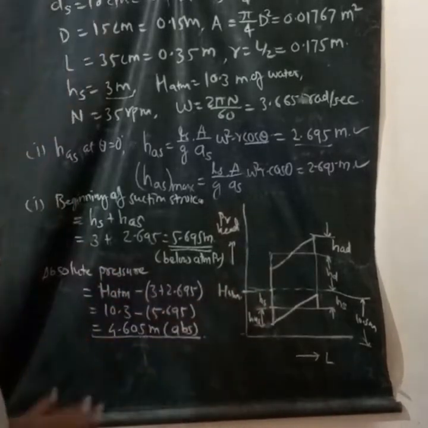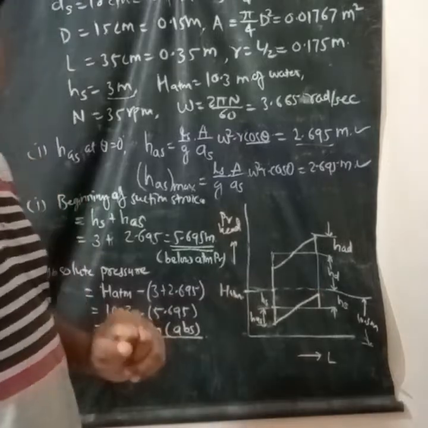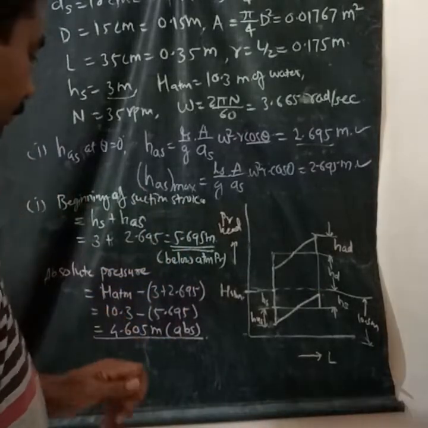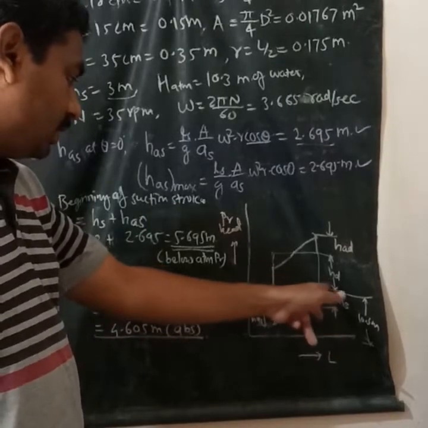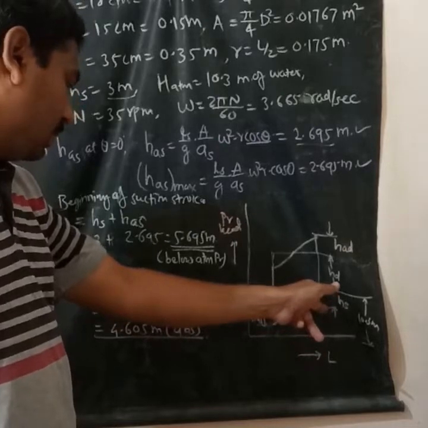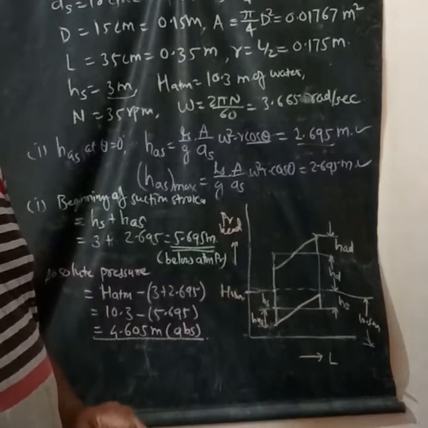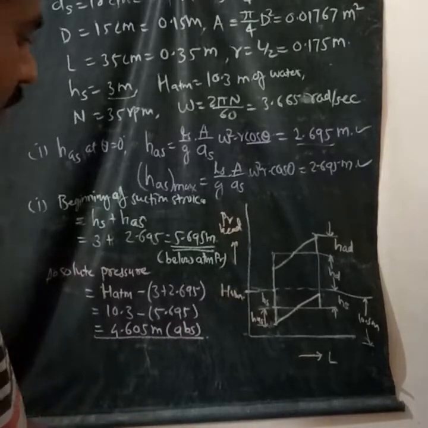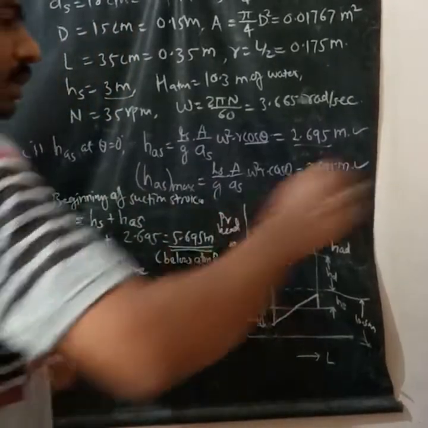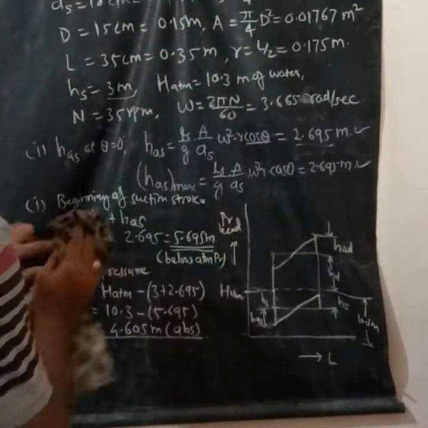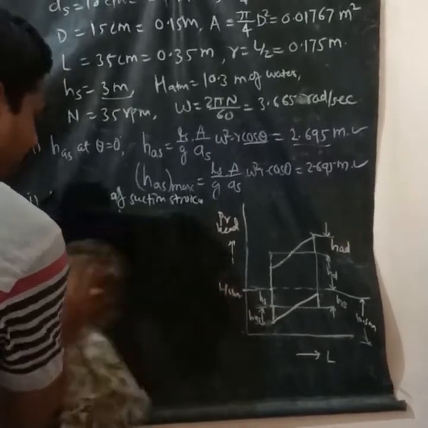This is in case of the suction side. What will happen in case of the delivery side? At the end of the stroke, what will happen? At the end of the stroke, it is HS minus HAS. So you will get 3 minus 2.6 at the beginning. This is the beginning of the stroke, and this is at the end of the stroke.